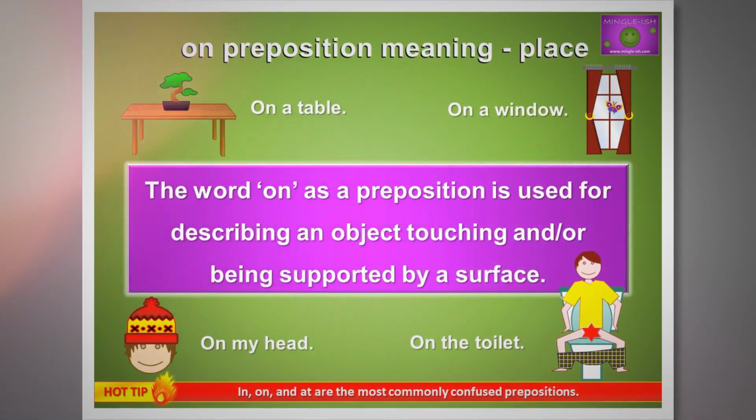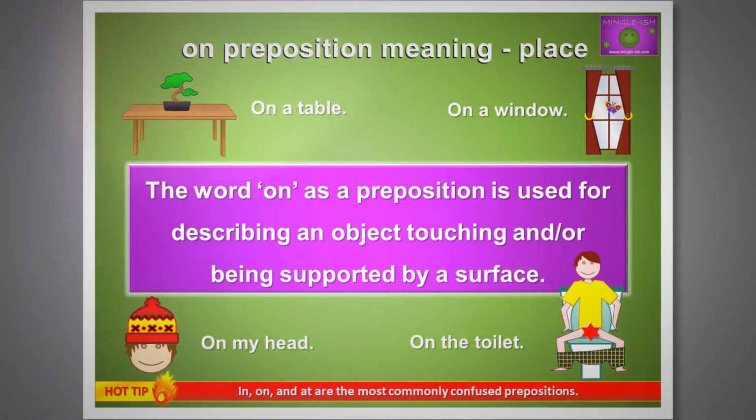The word "on" as a preposition is used for describing an object touching and/or being supported by a surface. For example, on a table, on a window, on my head, on the toilet. Let's go into a little more detail about when "on" can be used.